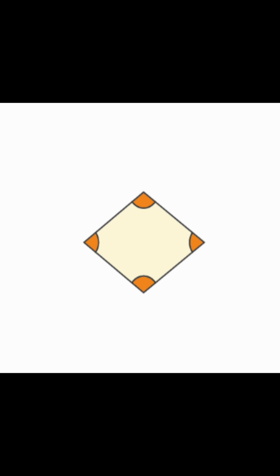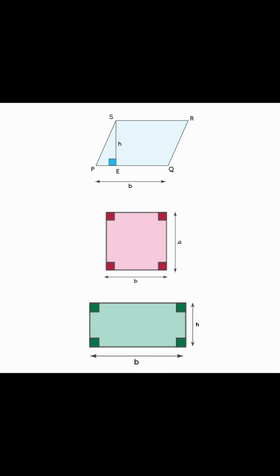A parallelogram with four congruent sides is called a rhombus, while a parallelogram with four right angles is called a rectangle. A parallelogram with both of these properties is called a square because all of its sides and angles are congruent. However, the type of parallelogram doesn't matter when it comes to the area, as the area of a parallelogram is always the product of its base and height. So for a square or rectangle, the area will simply be the product of its two sides.